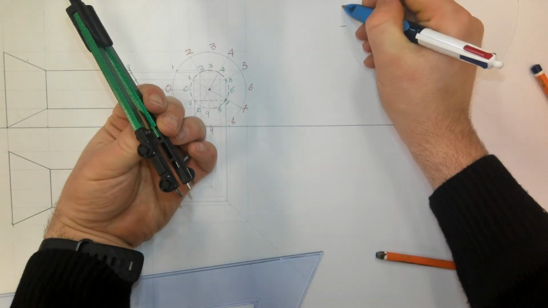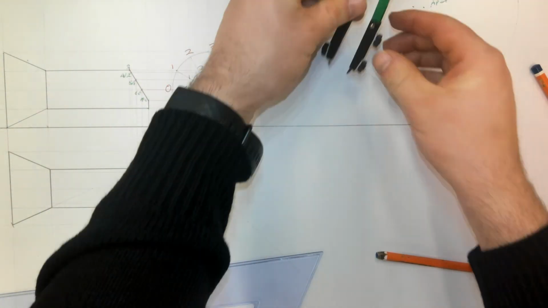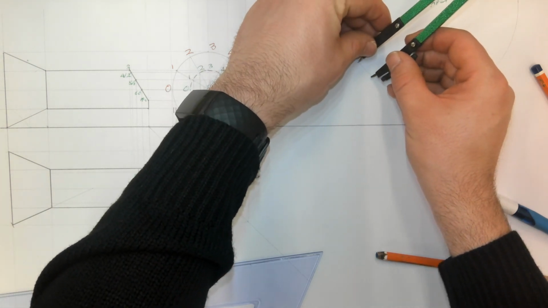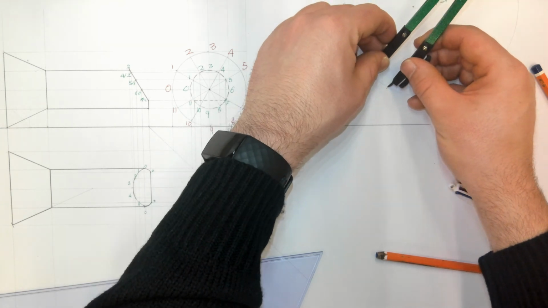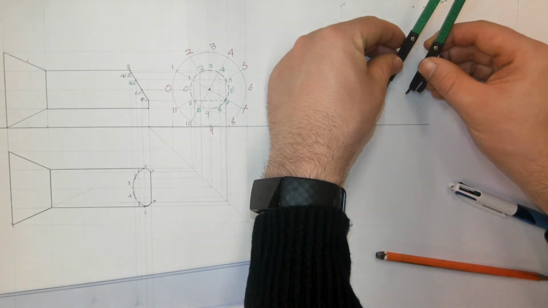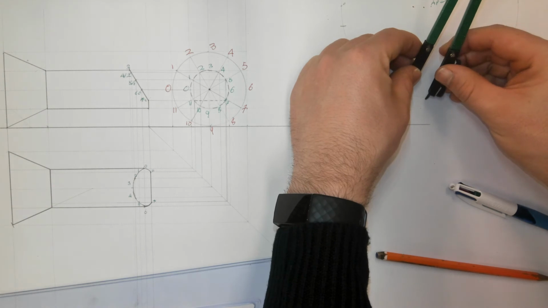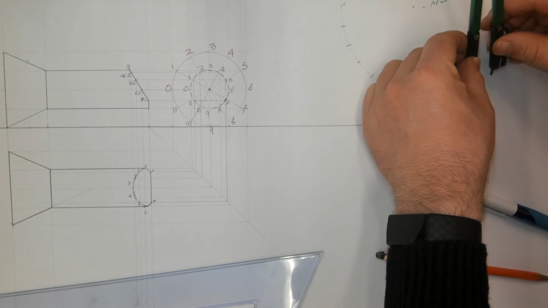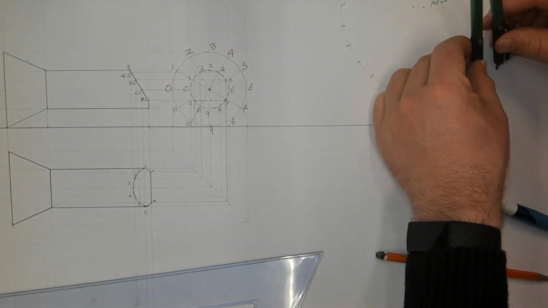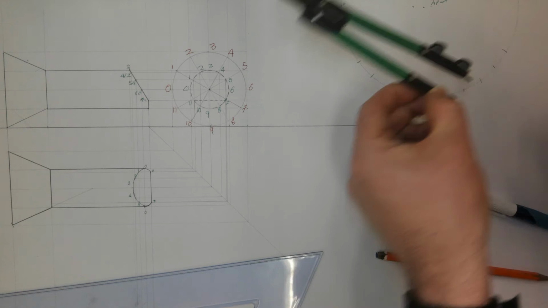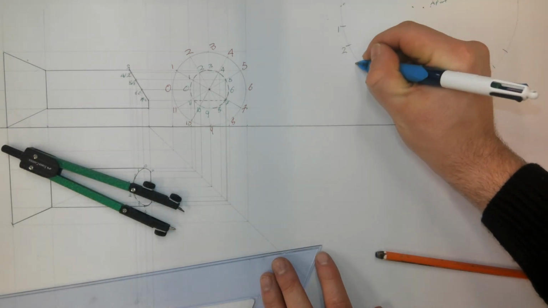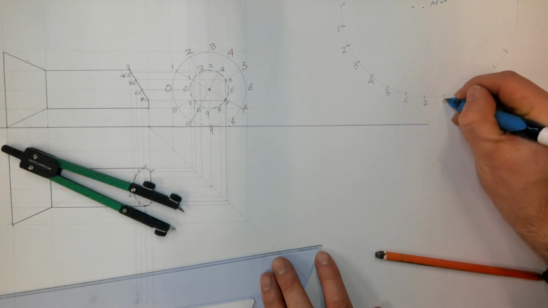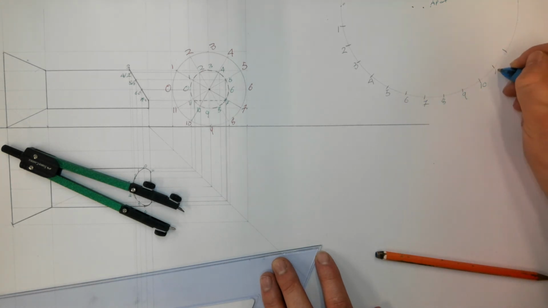Okay, I'm going to mark the start point there, 0, and I'm going to mark it around 12 times. So 1, 2, 3, 4, 5, 6, 7, 8, 9, 10, 11, 12. Right, so 0, 1, 2, 3, 4, 5, 6, 7, 8, 9, 10, 11, and then 0.